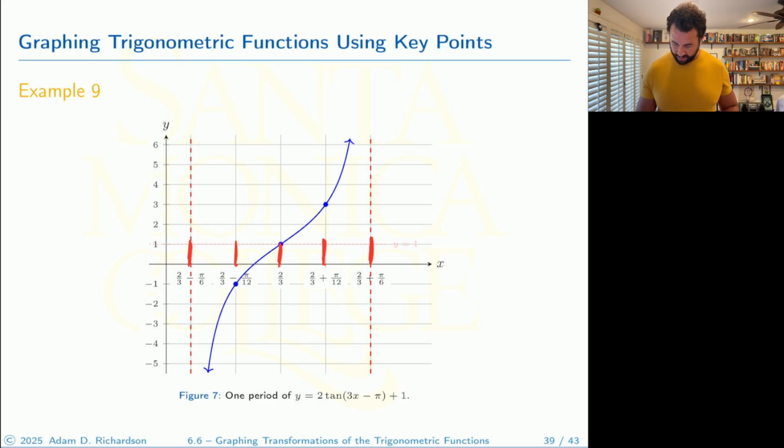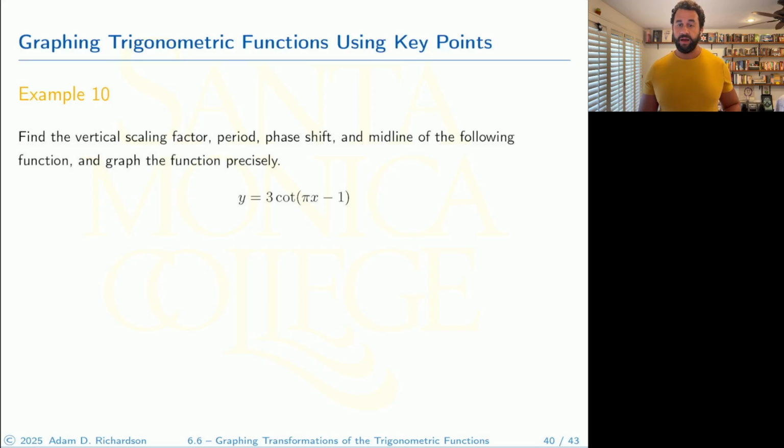Okay, now one last example, cotangent. So again, same kind of deal, but remember with cotangent, the key points are still going to count as 0, 1, 2, 3, 4. It's only tangent where you have that symmetry, that -2 to 2 symmetry. All the other ones, it's 0, 1, 2, 3, 4.